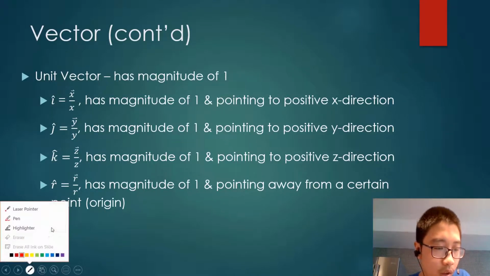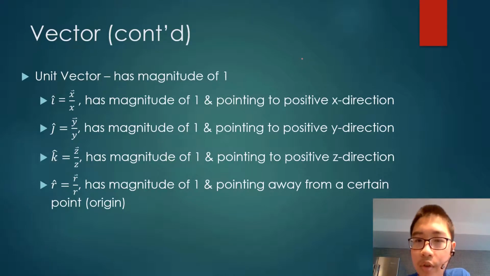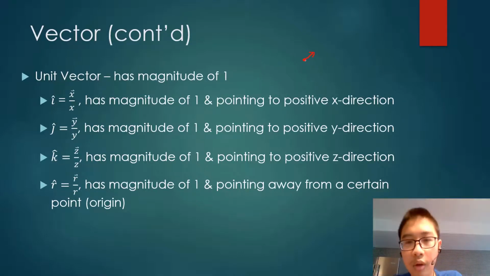And r hat is a little bit different. It's the same thing. It represents a unit vector with magnitude of 1 that points away from a certain point. That point can be the origin of the coordinates.